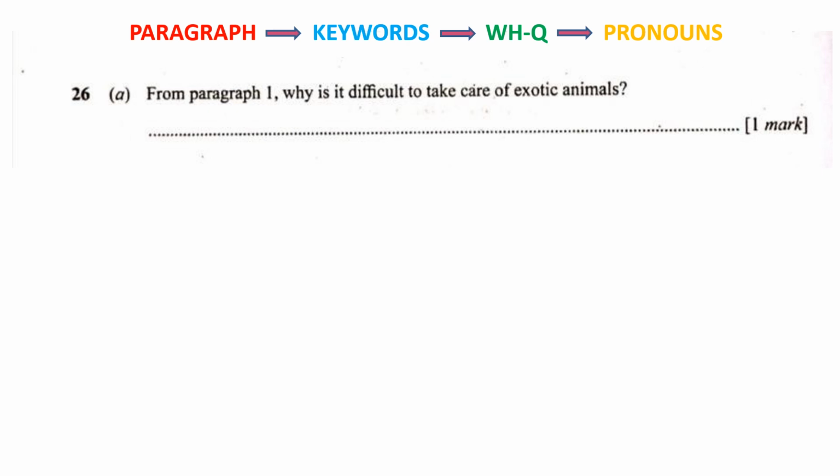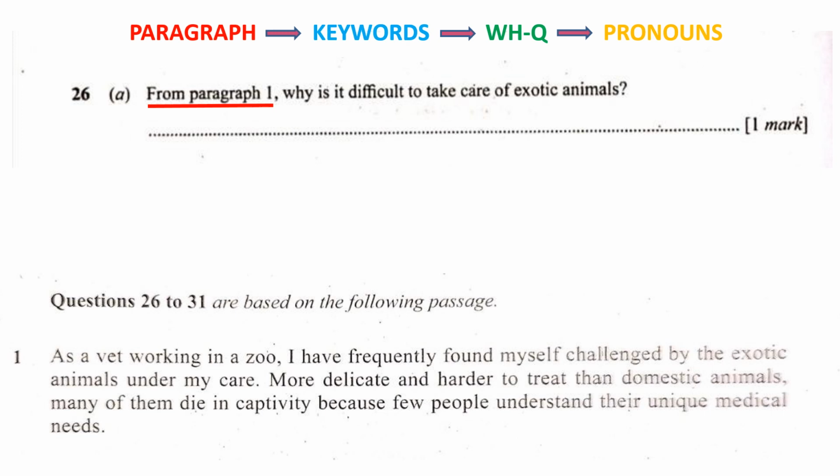So look at the question, from paragraph 1. So it's obvious. The answers can only be found in paragraph 1. So we need to look at paragraph 1. Okay, there, paragraph 1. So what next? We need to look at the keywords. So what is the keyword, or what are the keywords? Why is it difficult to take care of exotic animals? So the keywords here must be exotic animals, right?